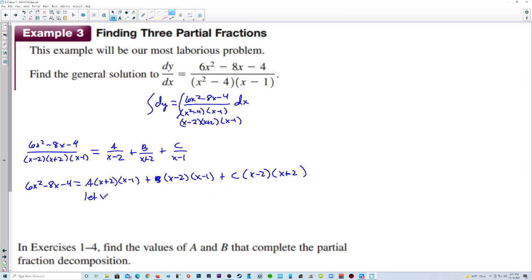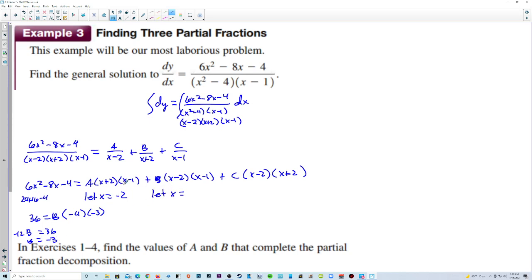We're going to let x equal negative 2. So we're going to cause this factor to become 0. So 4 times 6 is 24 plus 16 minus 4. That's 40 minus 4, 36. 36 is equal to, this becomes 0, and over here this one also becomes 0. So we end up with b times negative 4 times negative 3. So negative 12b is equal to 36. b is equal to negative 3.